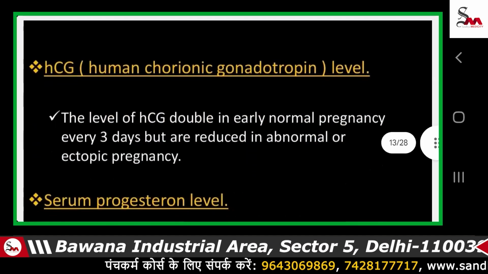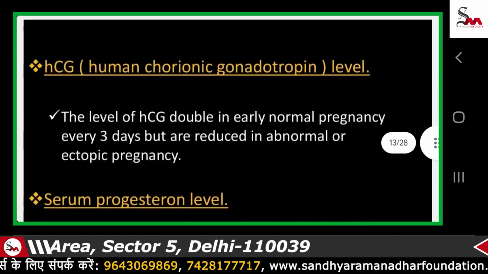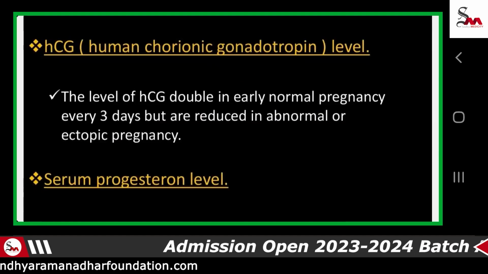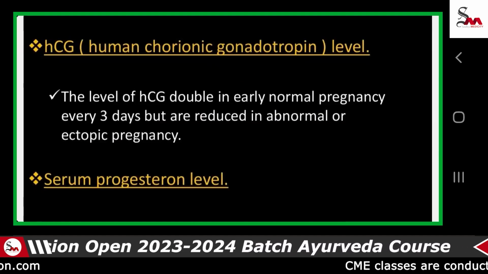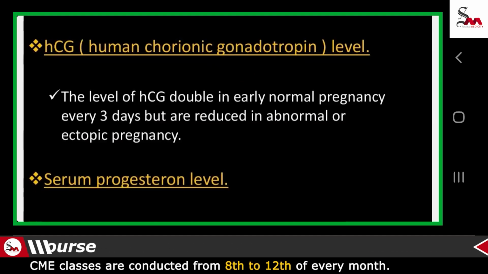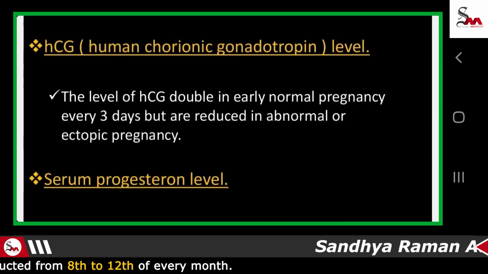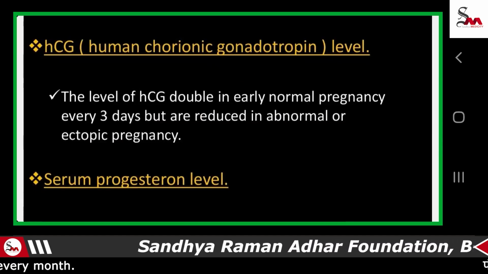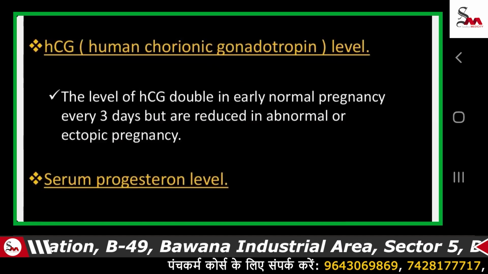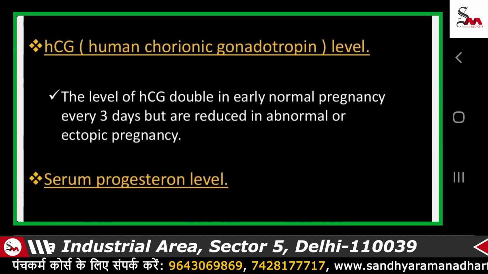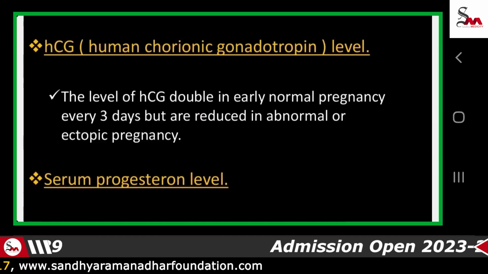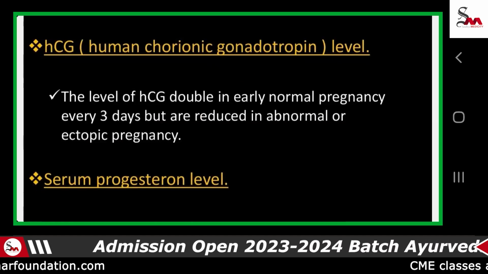Next, about the human chorionic gonadotropin levels. The level of HCG doubles every 3 days in early normal pregnancy, but it is reduced in abnormal or ectopic pregnancy. Suppose you have done the HCG today and again after 3 days. If after 3 days the level of HCG has doubled, that means it is a normal pregnancy. But if it has not doubled, or it is the same or reduced, that means there is some abnormality or it might be an ectopic pregnancy.